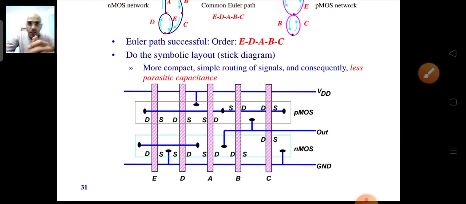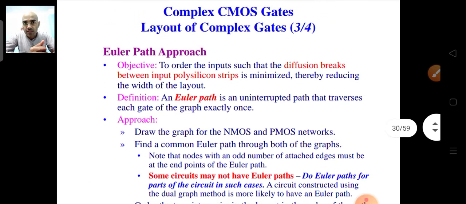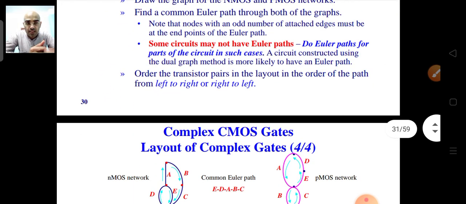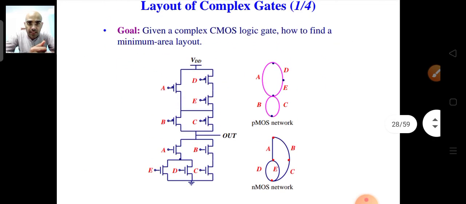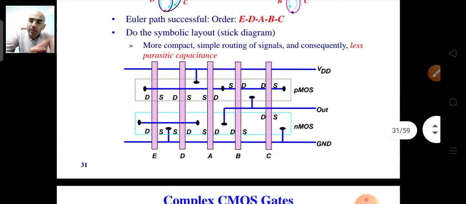You draw your polysilicon in that order. Then wherever the sources and drains are connected in the circuit schematic diagram, you connect those things here. You can make them common as well.